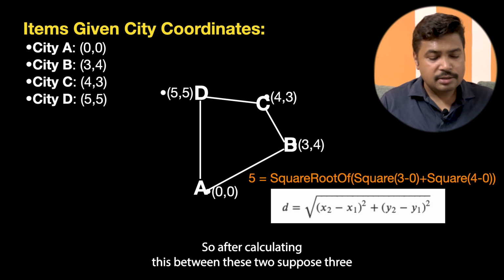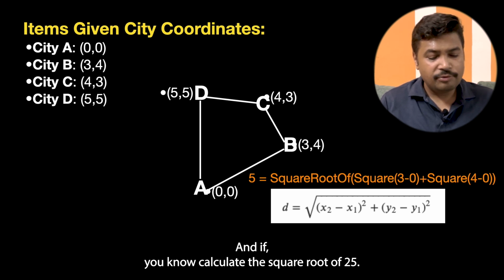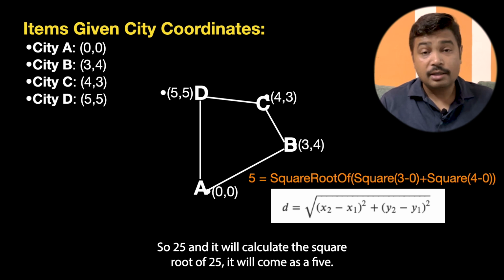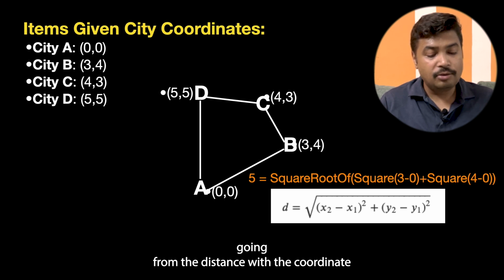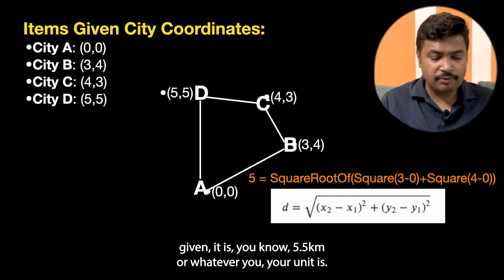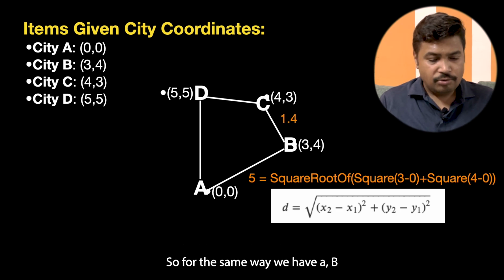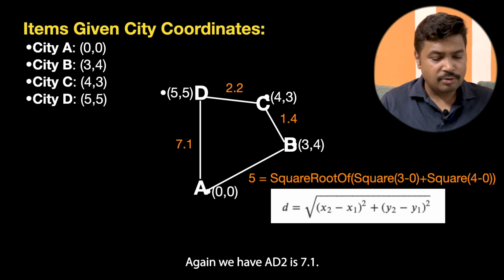After calculating between these two, suppose 3 minus 0 is 3, and the square of this is 9, and 4 squared is 16, so it will be 25. If you calculate the square root of 25, it comes as 5. So from A to B, with the coordinates given, the distance is 5 kilometers, or whatever your unit is. In the same way, we have B to C as 1.5, another one as 2.2, and D to A as 7.1.